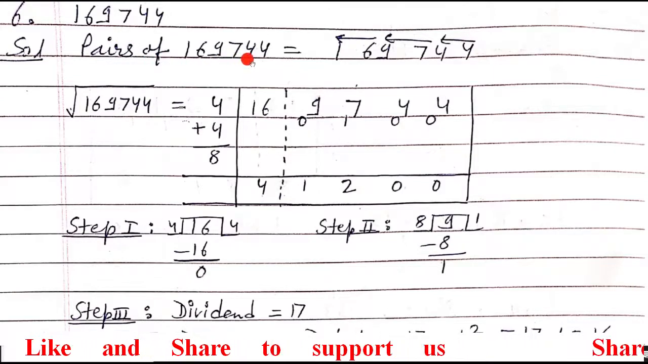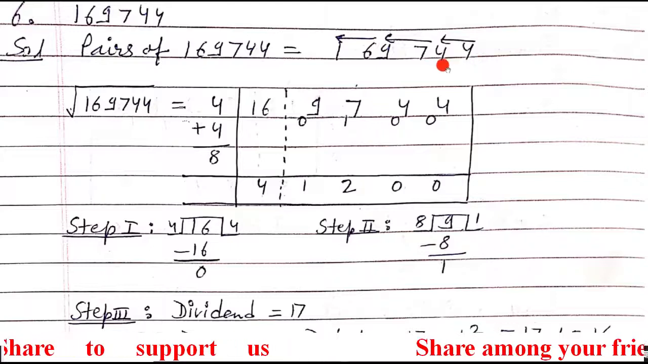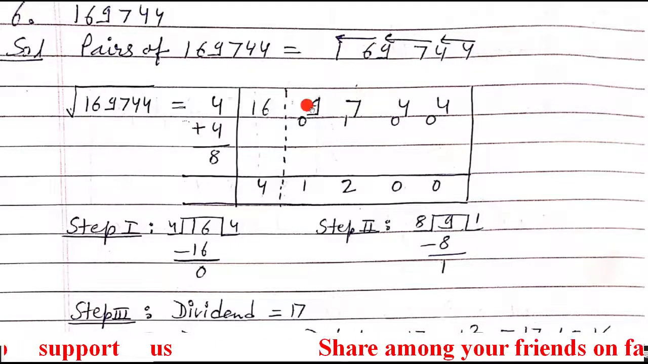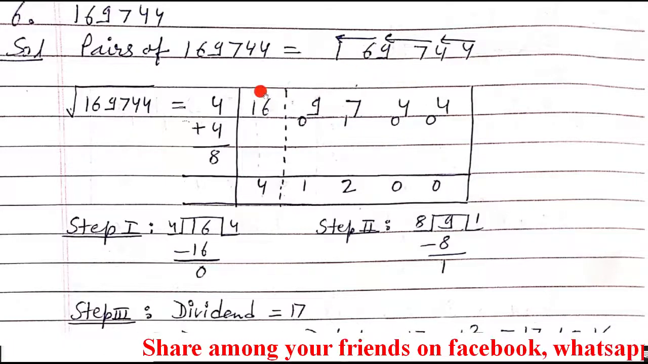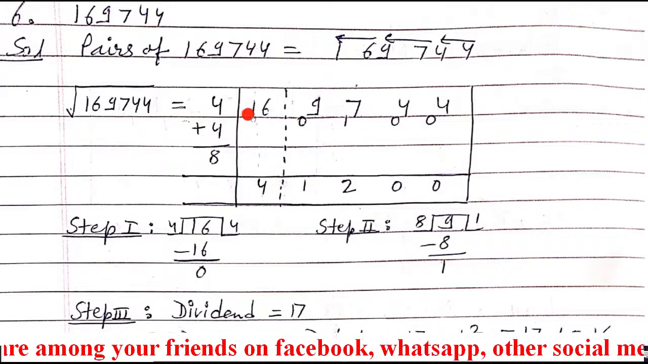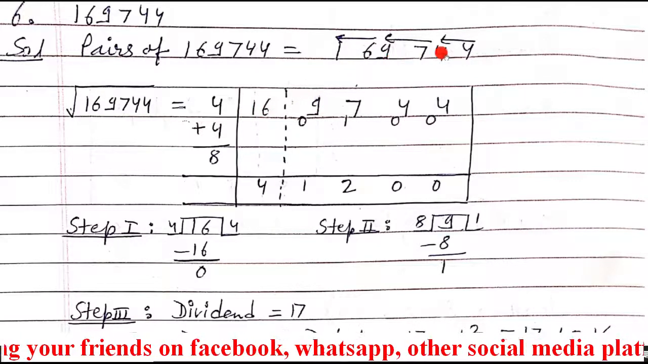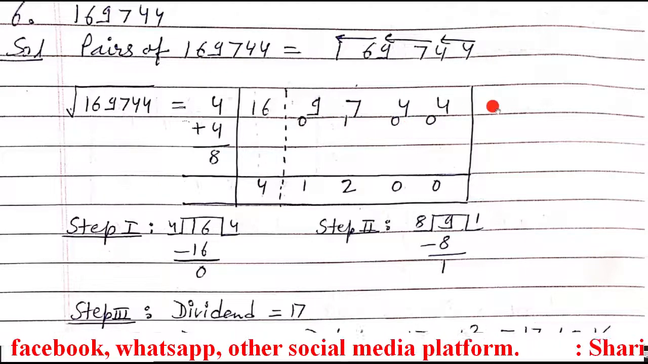First step is to make pairs from the units place. We'll make pairs of two digits, so we'll obtain 3 pairs. We'll make 3 sections: first section, second section and third section. We'll start entering from the second section. In the second section, you just enter the first pair, that is 16, and the remaining digits you write down in the third section by creating a gap. So we'll obtain it like this.